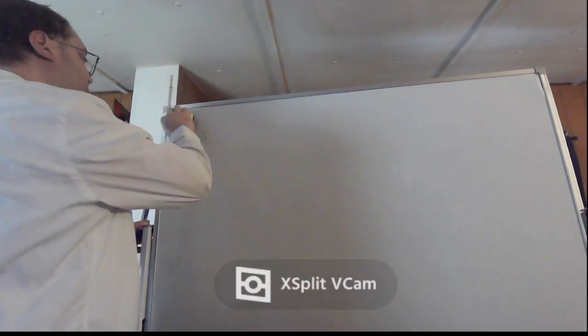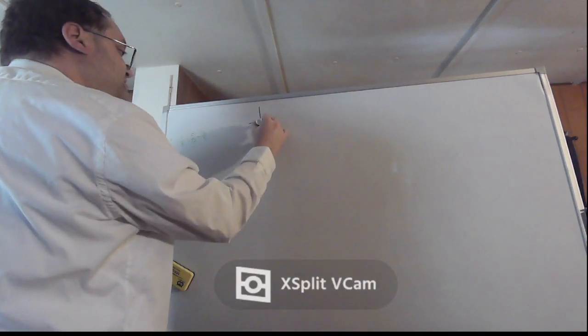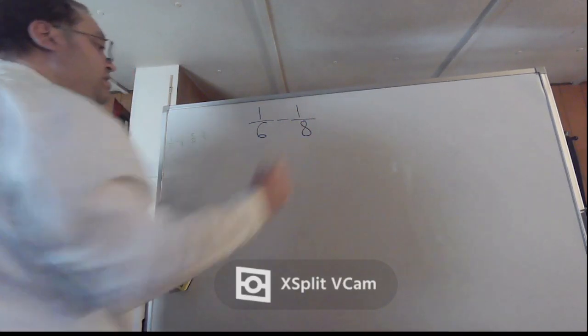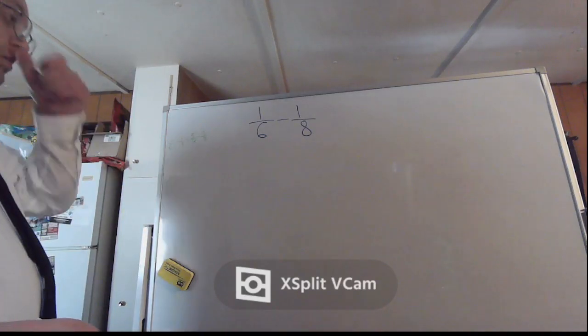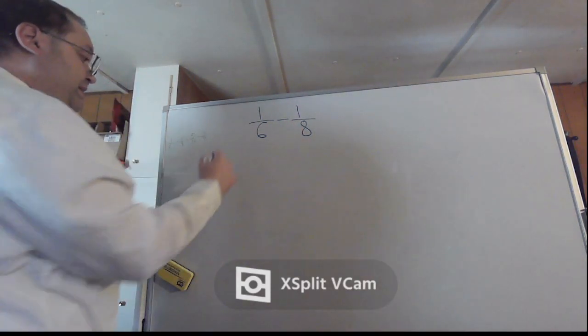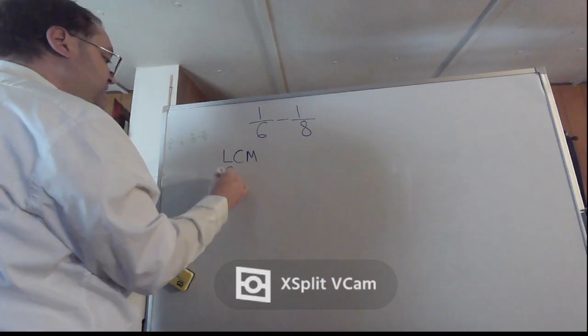Alright, got 2 more slightly harder ones. Let's say you have 1/6 minus 1/8. Well, here, 6 is definitely not a factor of 8. So what you've got to do is find the least common multiple of the denominators.